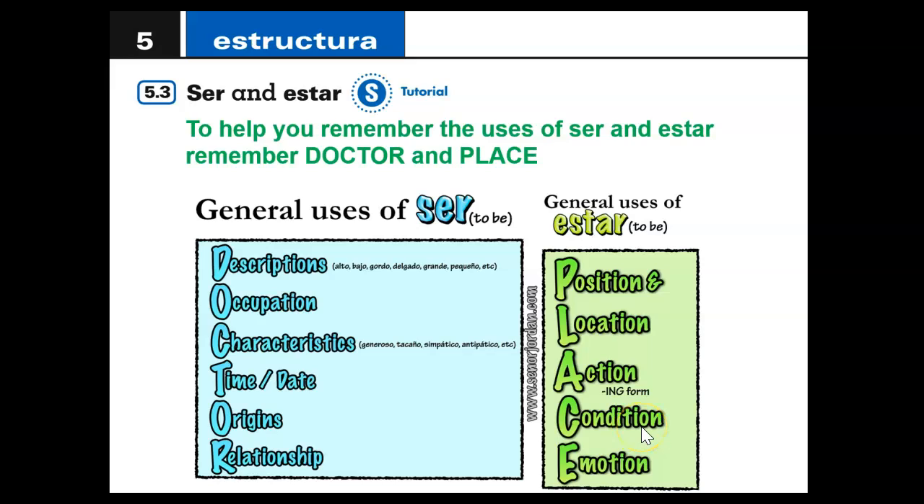Conditions, so what something is: old, new, broken, opened, closed, sick, that sort of thing. And then emotions, like happy, sad, worried, nervous, etc. Okay.